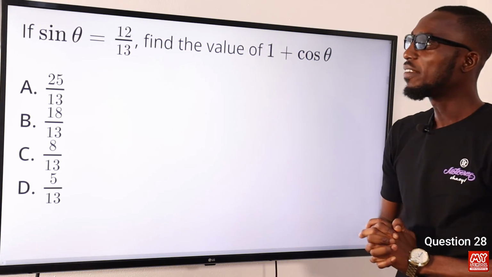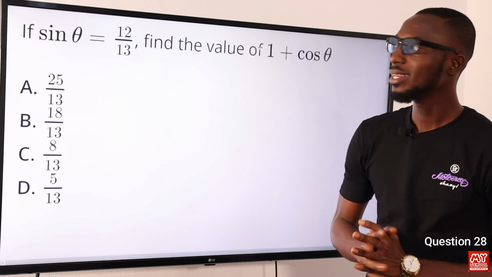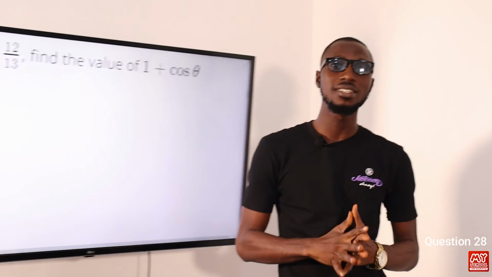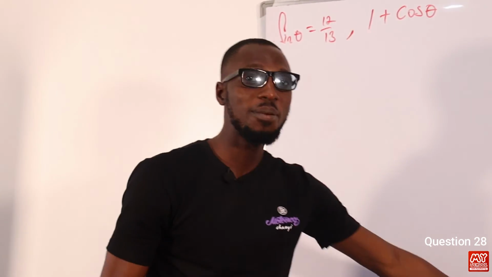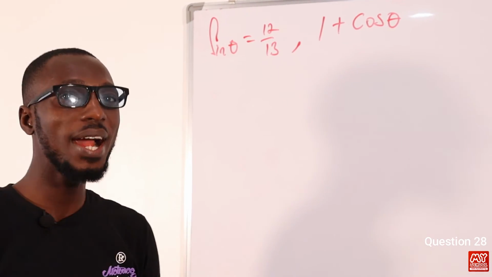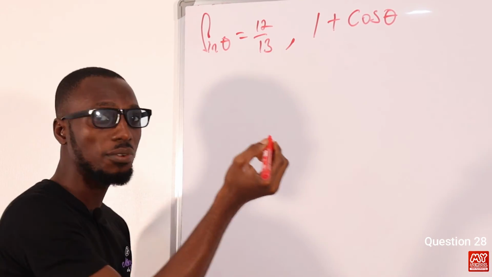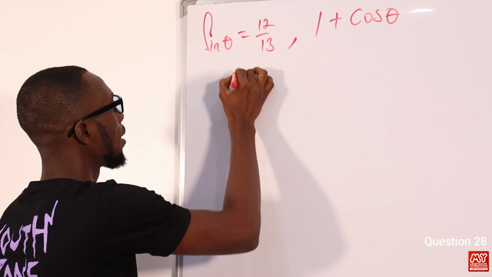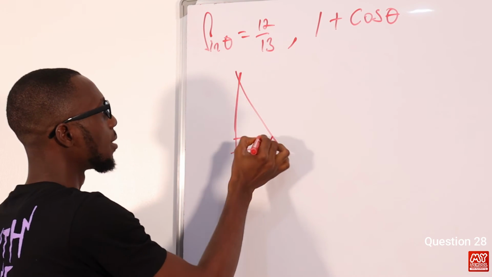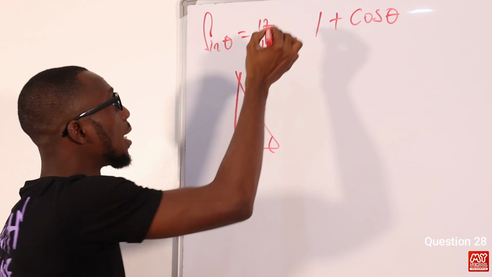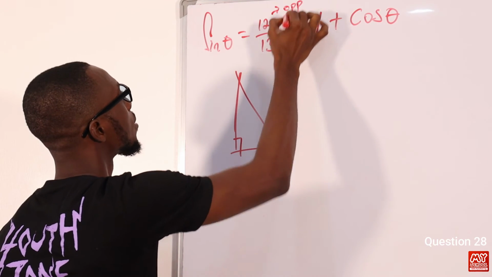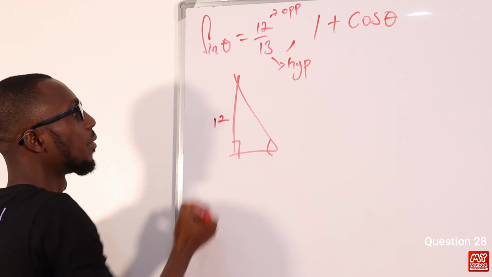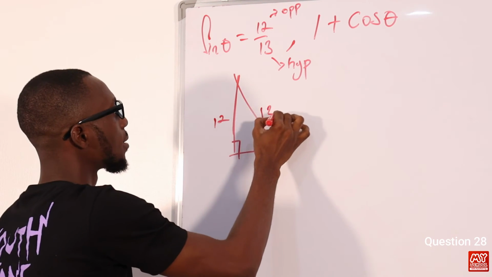28. If sine theta equals 12 over 13, find the value of 1 plus cos theta. This is so easy to solve. Remember that this is telling you that we are dealing with a right angle triangle. Remember, sine theta is opposite over hypotenuse, right? So let's fit it in. This is opposite, 12. Hypotenuse, the longest side, this is 13.